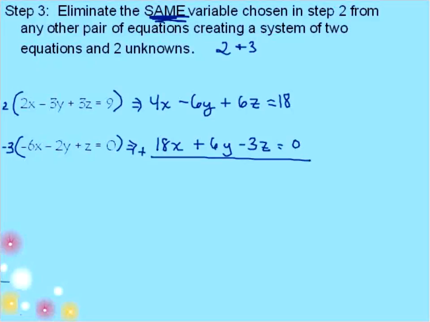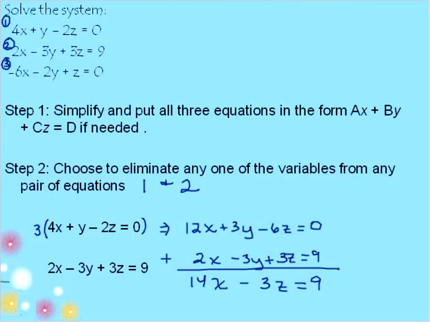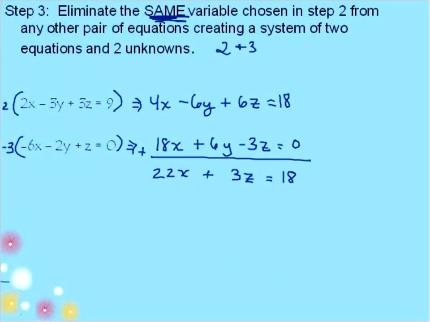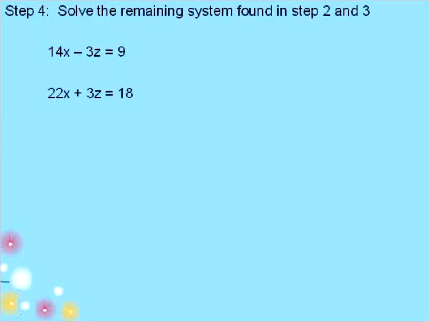Adding together, 4x plus 18x gives me 22x. Negative 6y plus 6y gives me 0. And 6z minus 3z is a 3z, equal to 18. So now, if we go back to this other slide, we have an equation like we worked with yesterday that has only two variables, and this one has only two variables. So now, step 4 is to solve the remaining system found in steps 2 and 3.